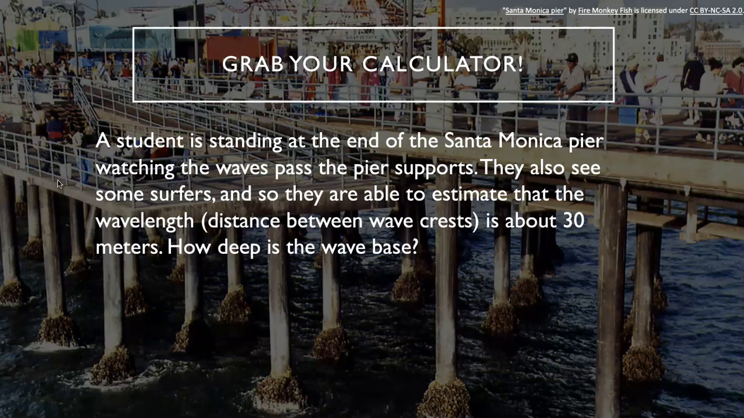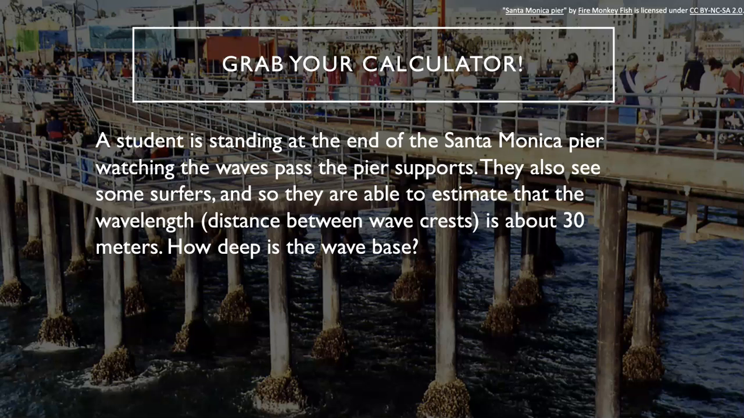All right, now here's my Santa Monica Pier question. A student, imagine, is standing at the end of the Santa Monica Pier watching the waves pass the pier supports. So you can look down here and you can watch waves pass by. This student also sees some surfers, and so they're able to estimate the wavelength of the waves. So perhaps they know the length of your average surfboard, and they're using that sort of as a measuring stick. And they estimate that the distance between two wave crests is about 30 meters.